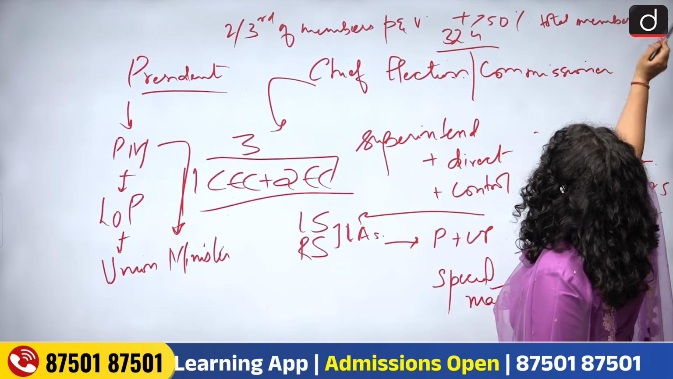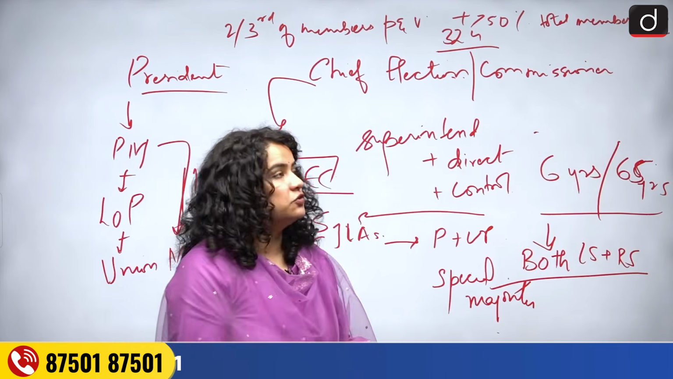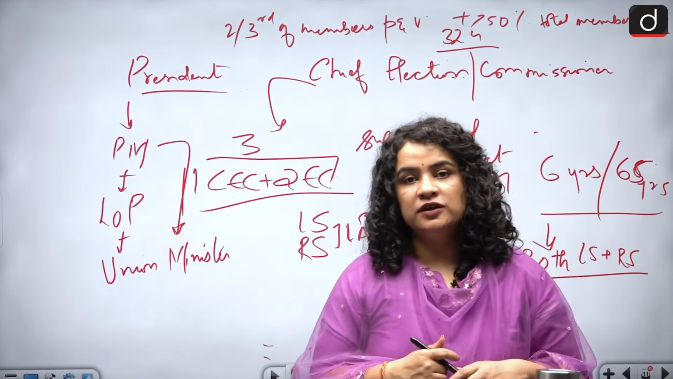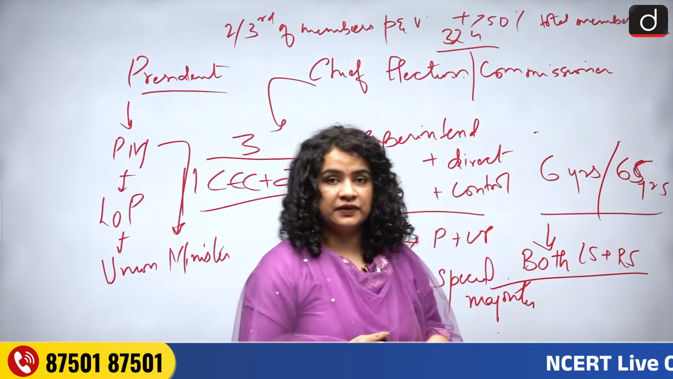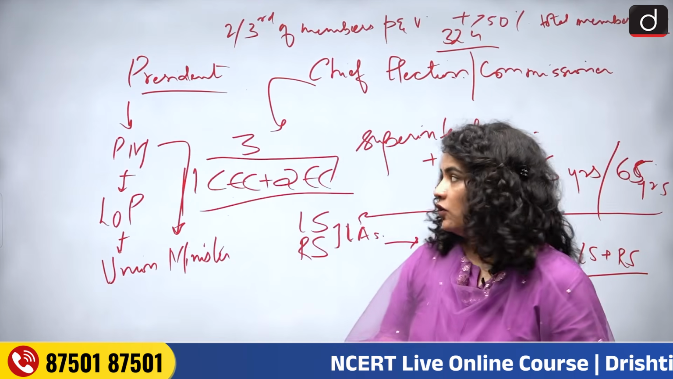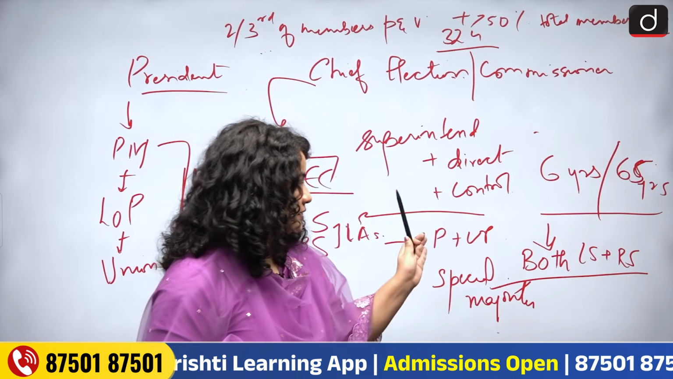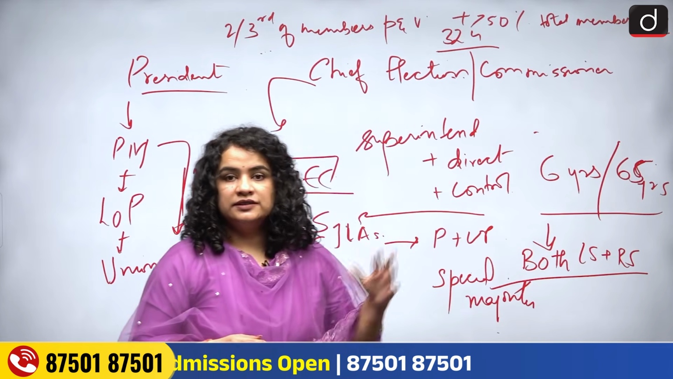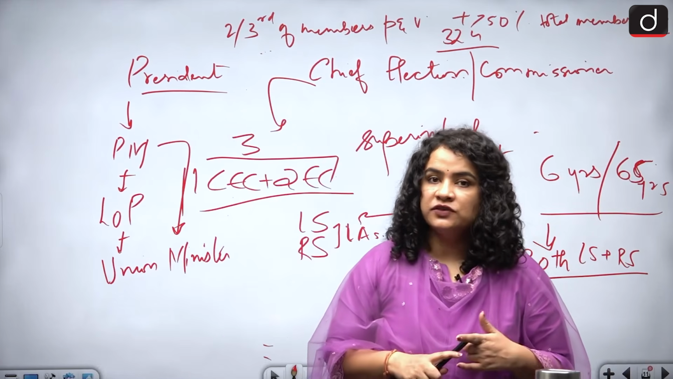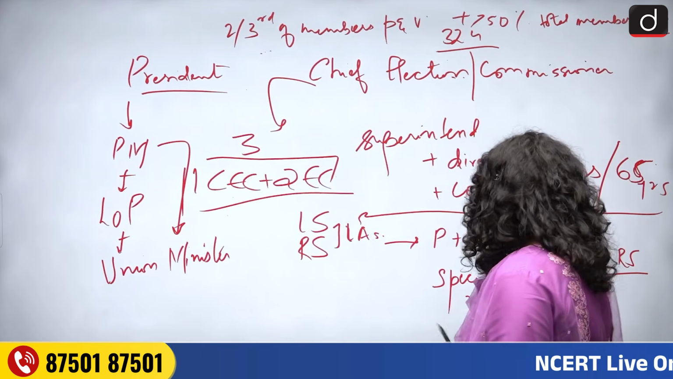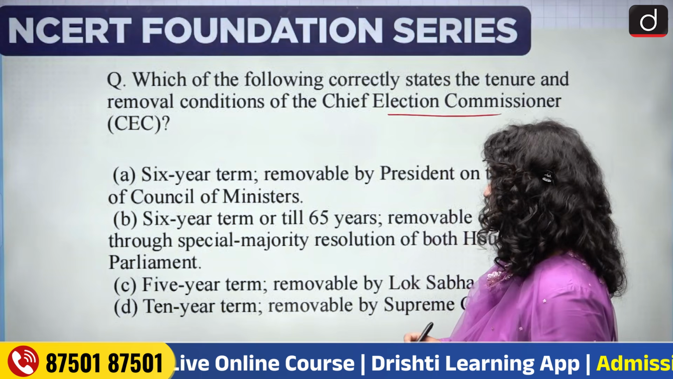Now, if you want more detail on this concept, you'll have to go back and check out the other videos that we've done on this concept of special majority, where I've explained in detail with a lot of examples. All right. So this is the concept of special majority, and it is subject to this that the election commissioners can be removed before the expiry of the term by the president. Now, with this in mind, let's try to arrive at the correct answer.